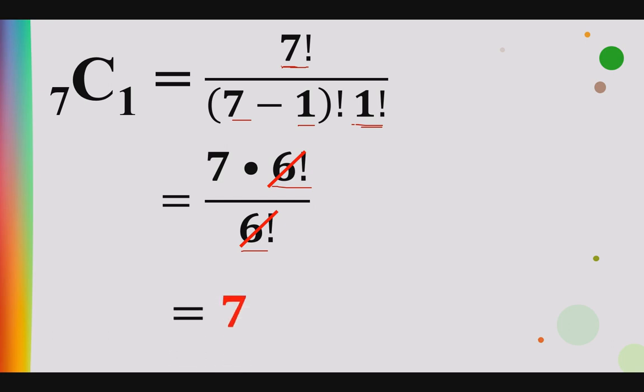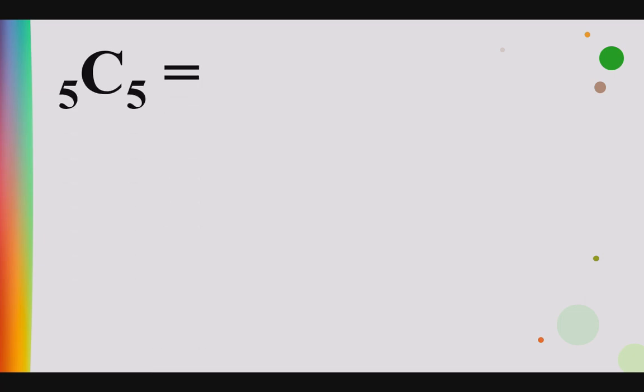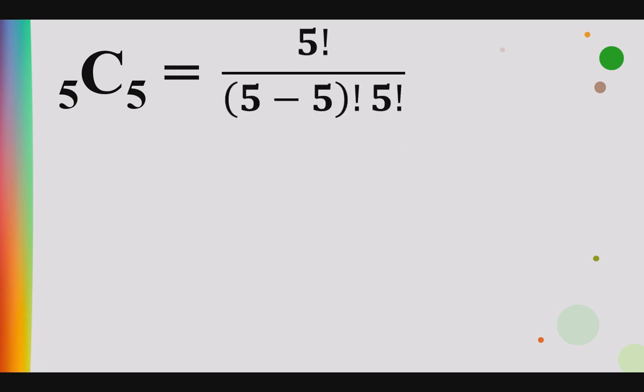Okay, next. Dito, combination of 5 objects taken 5 at a time. 5 objects, i-arrange mo ng 5. So, equal ang n at r. Tignan natin. Actually, this one is a special case kasi equal lang ang n tsaka ang r. Kung mapapansin nyo, ang pinalit natin sa both n and r is 5.